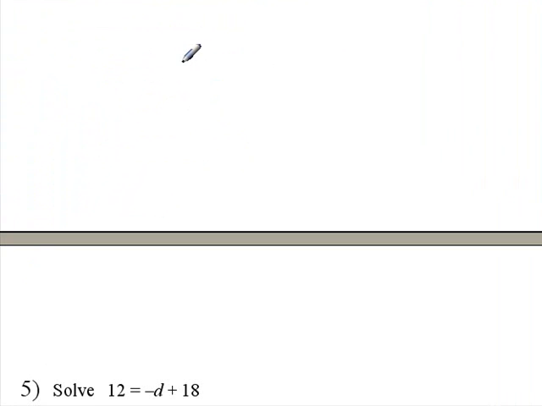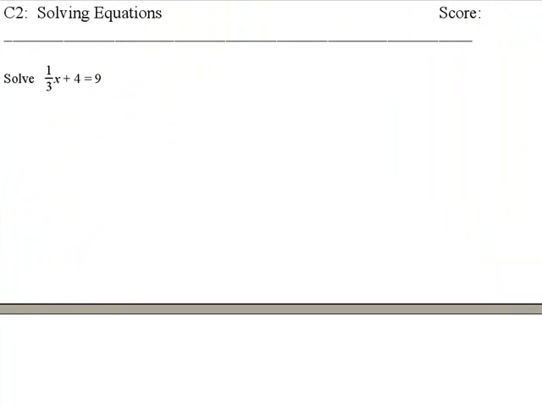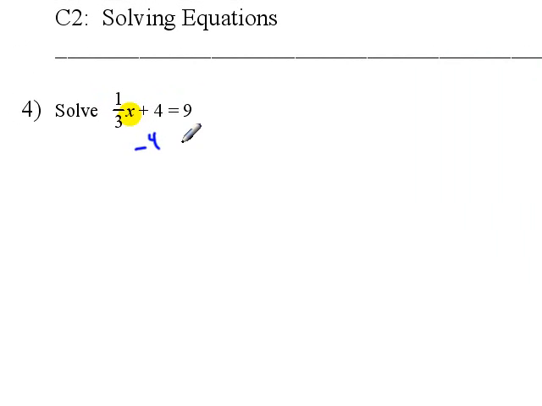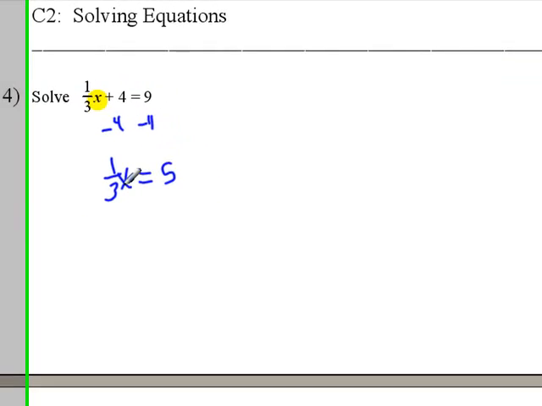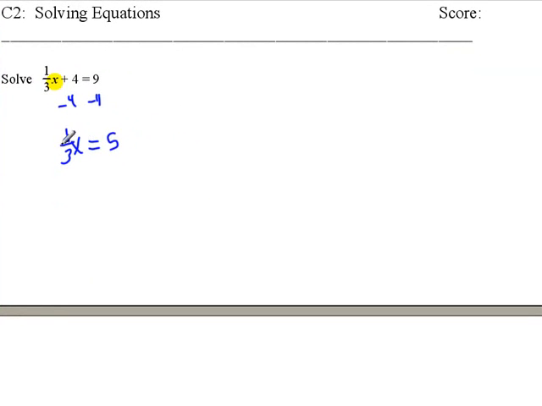Number 4, we're going to solve some equations here in concept 2. We're trying to get this x by itself. I've got 1/3 times the x, and then I've got 4 added on, and that equals 9. Let's go ahead and subtract the 4 from both sides. That leaves me 1/3 of x equals 9 minus 4 is 5. 1/3 times x is kind of like x divided by 3.